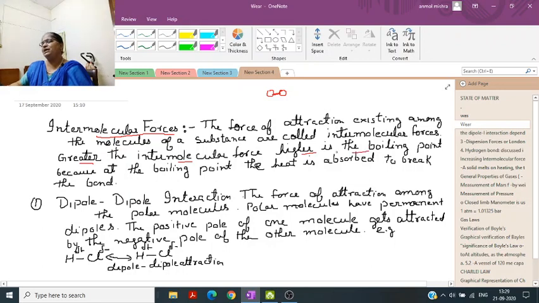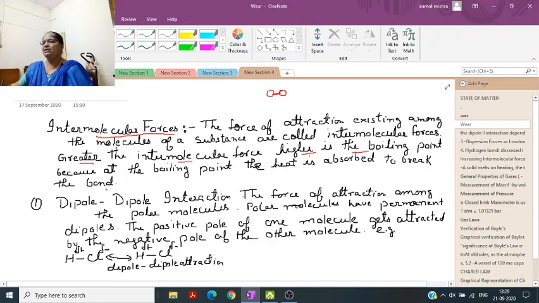That is why we say that ionic compounds have higher boiling point than covalent compounds, because the ionic compounds have electrostatic force of attraction, whereas covalent compounds have weaker forces than the ionic bonds. So we can easily break, so less boiling point. Now that is why the boiling point is higher, because we require energy to break the bond. Heat is absorbed from outside to break the bond, therefore the boiling point will be higher.